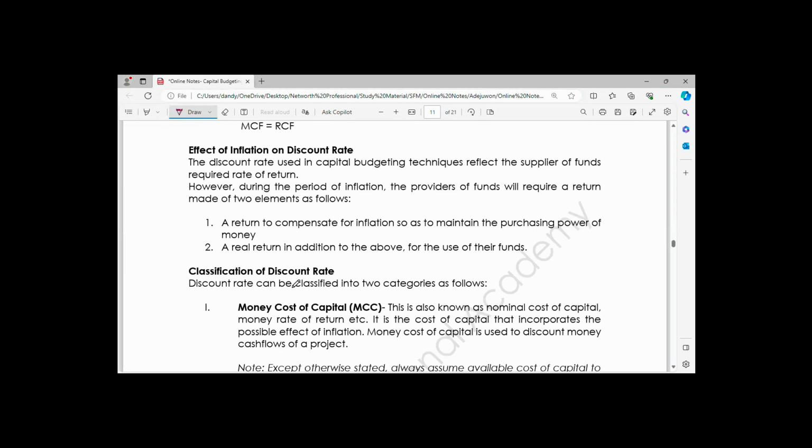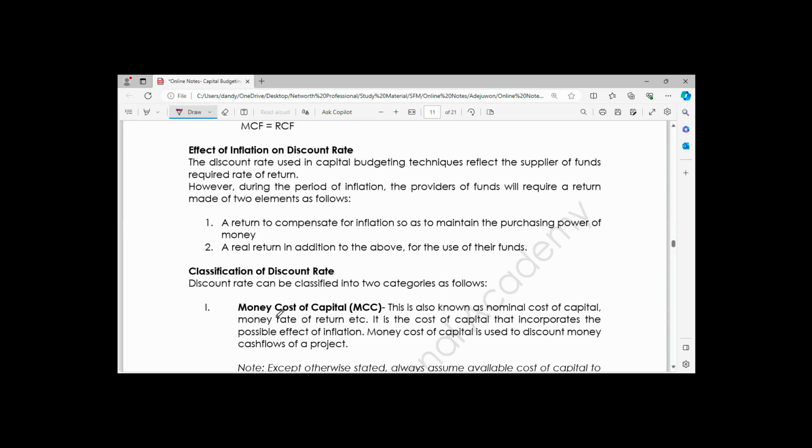of return. Except otherwise stated, the cost of capital given is assumed to be money cost of capital. If in the question the examiner is silent as to the nature of the cost of capital, you are going to assume it is the money cost of capital. Okay? Now, let's talk about real cost of capital.